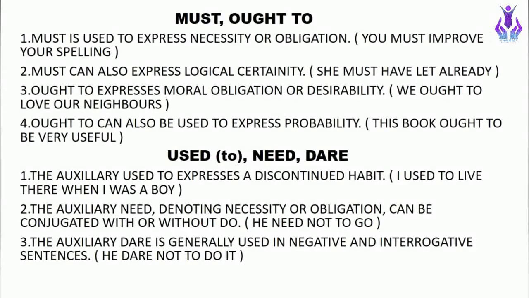The next one is must or ought to. So must is used to express necessity or obligation. When we are expressing a certain necessity or obligation, we put there must. We will see from the example that you must improve your spelling. So here it is a necessity that you must improve your spelling. The next one is must can also express logical certainty. When we are going to express a certain logical certainty, there we put must.